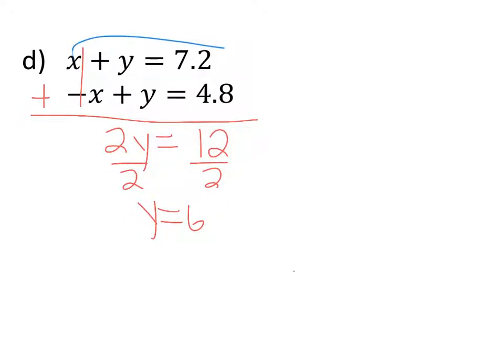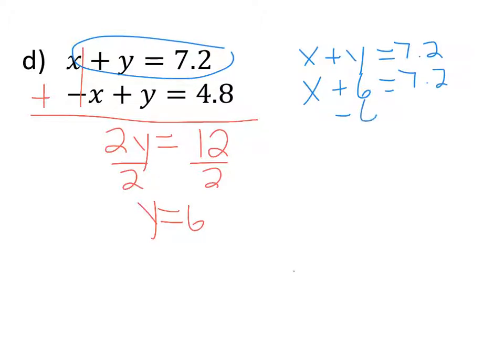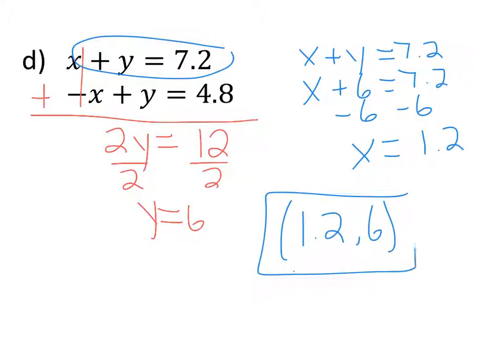I'm going to plug into the first equation. You can choose either one. X plus y equals 7.2. Y is 6. X plus 6 equals 7.2. Subtract 6. Remember to line up those decimals. X equals 1.2. So this solution is 1.2, comma 6. That's where those two lines intersect. You should be able to do E and F on your own, and let's go ahead and flip to the back.